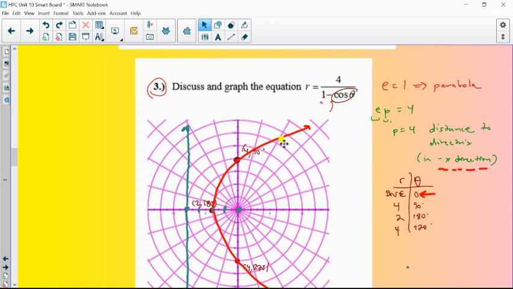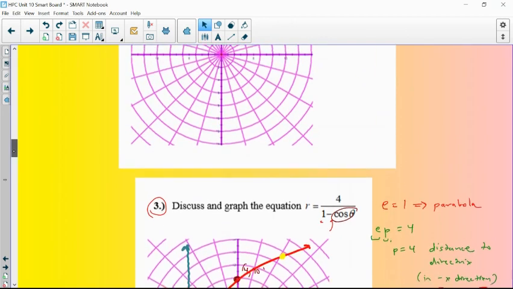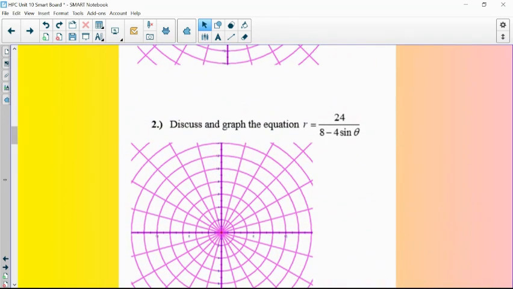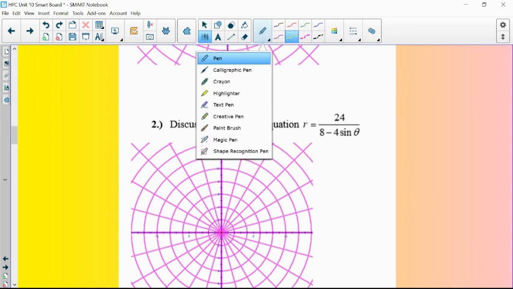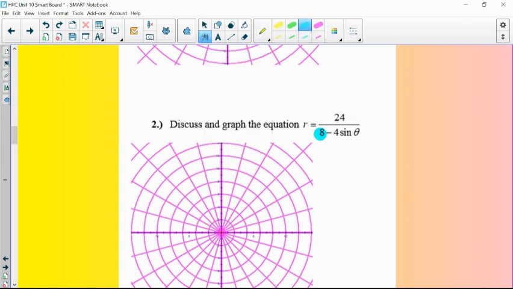And no matter where you're at on this parabola, you will have a ratio. If you measure the distance to the pole and to the directrix, it'll be a 1-to-1 ratio. Okay, great. So now what happens when you don't have a 1? When you don't have a 1, like in example 2, we need to create a 1 in that position right there.